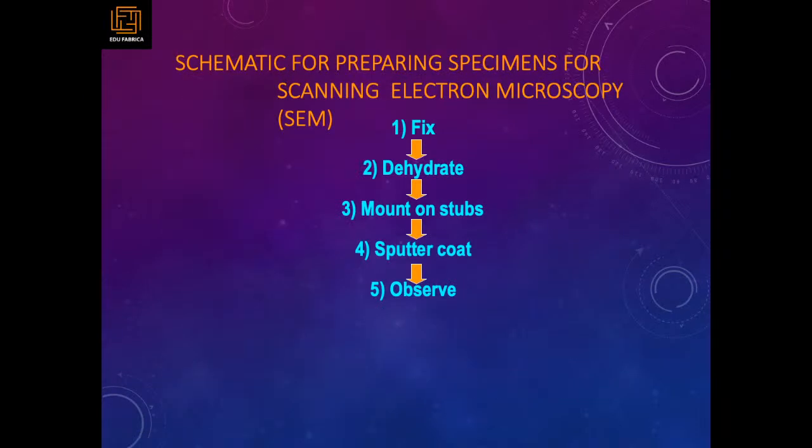Then the systematic preparation for your scanning electron microscope, how you prepare a sample for that. For that you need to fix them, dehydrate, then we mount on the stubs. As we discussed, we have the stubs, then the sputter coater, and then we observe them.